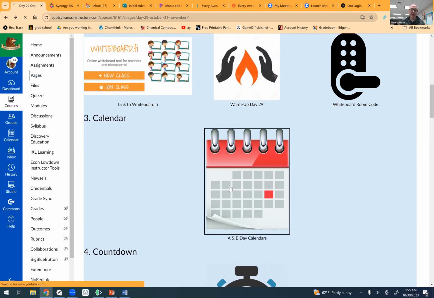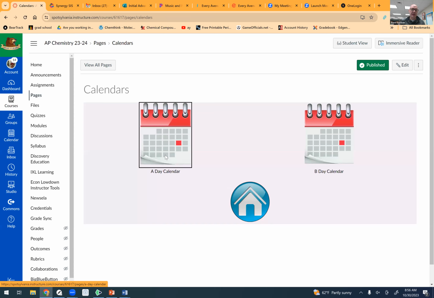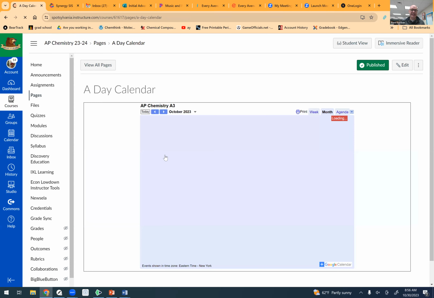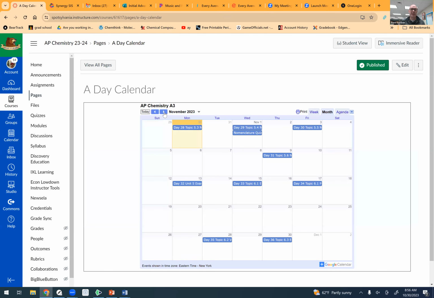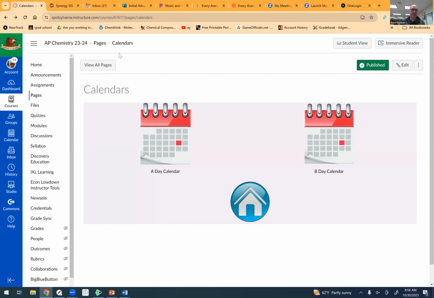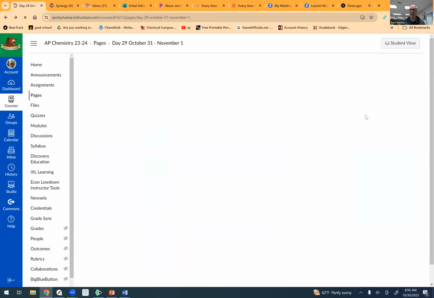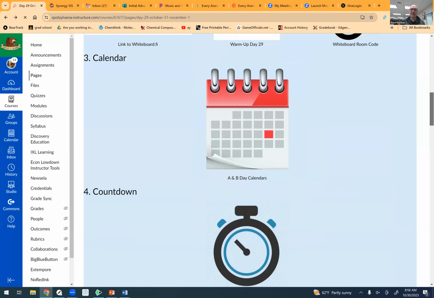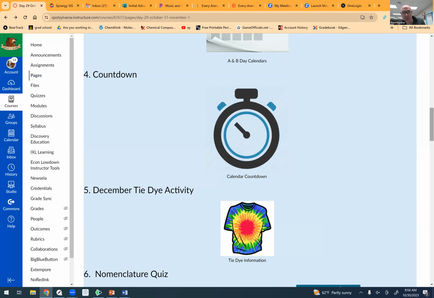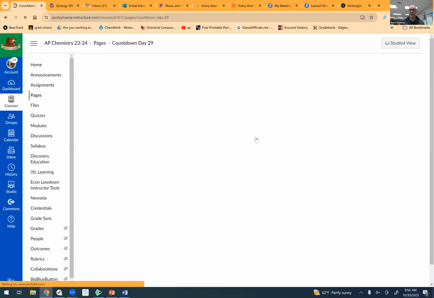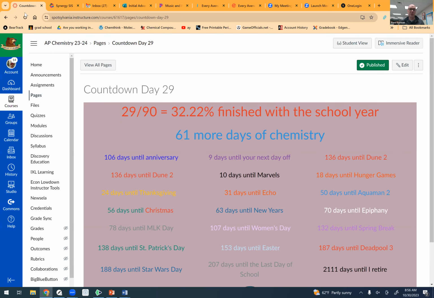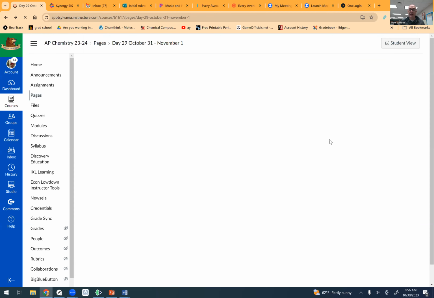If we look at our calendar, you would find in here that you will be taking the test in November. I believe the date is November 13 or November 14, depending on your day of your class. So the expectation at that point is that you will be able to name any compound that I give you in any order, any fashion. If you look at your countdown calendar, we're talking that you are about 32% done with the school year.